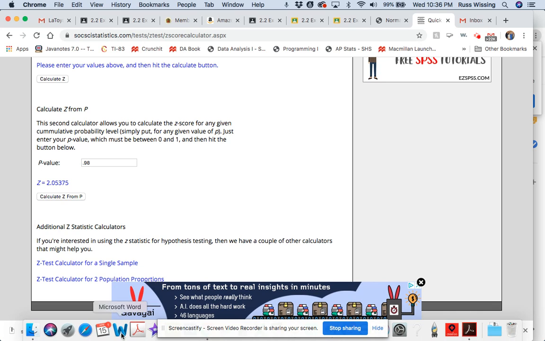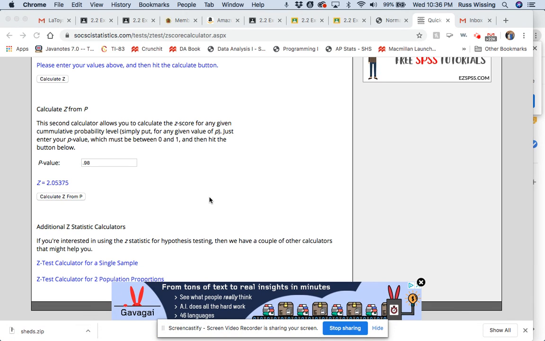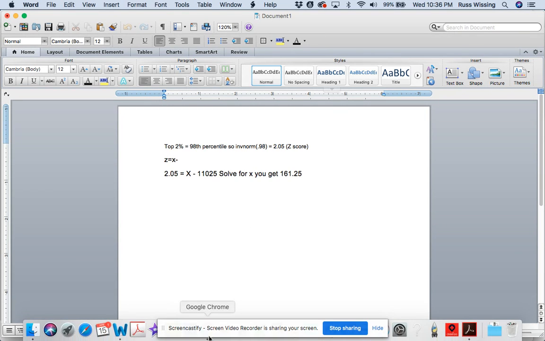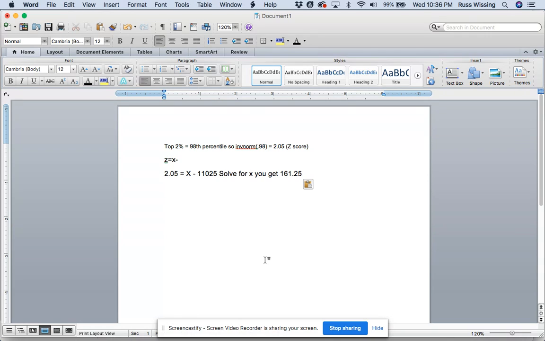Now, this one you've got to actually calculate out. So let me start a new document here. All right, I'm just going to paste this in here, hopefully. There we go. So if I'm in the top 2%, I'm in the 98th percentile. On the TI-83, we could have used inverse norm, but we just found from that other calculator my z-score would have to be 2.05. So my equation is z equals x minus the mean divided by the standard deviation.